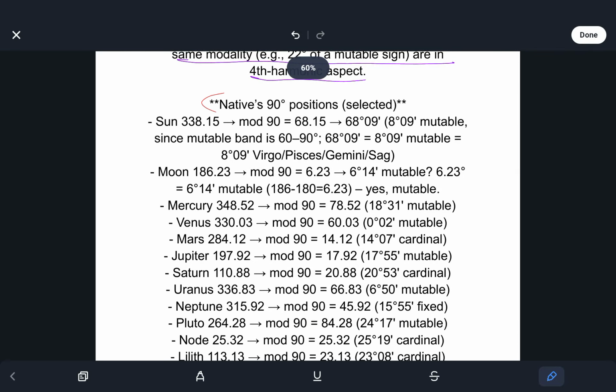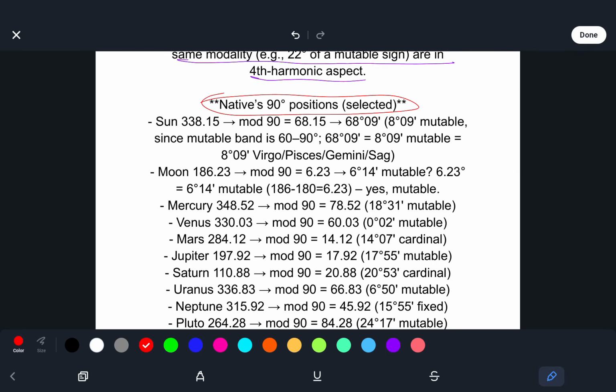So here is a chart example with the native's 90 degrees position selected. Let's say Sun is mutable in Pisces. Let me see, with some math being done. Mutable band is 60 through 90 degrees, 68 degrees 09 equals 8 degrees 09. Mutable: Virgo, Pisces, Gemini, Sag.